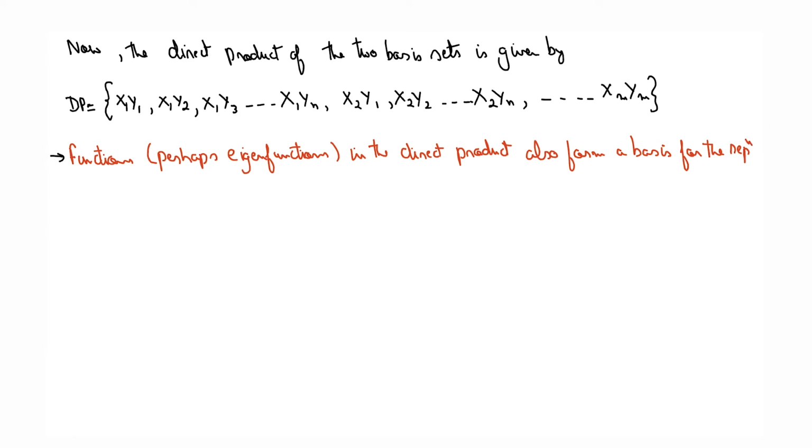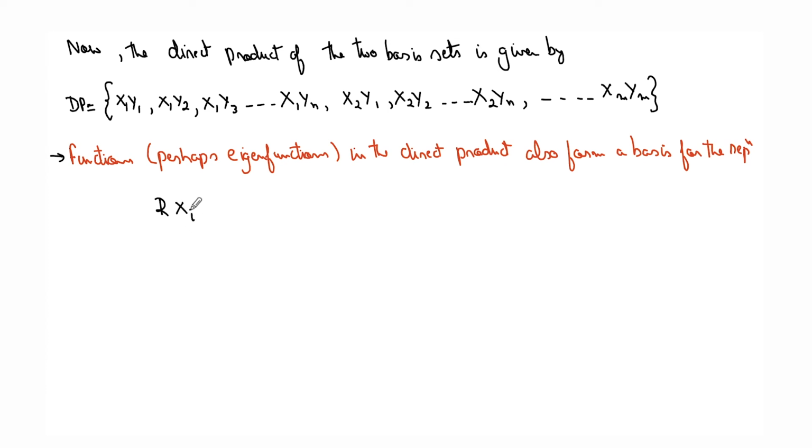So what I'm saying is that if the set of representation, that is, the set of eigenfunctions x1 x2 x3 form a basis, and y1 y2 y3 etc. form a basis, then their direct product will also form the basis of the representation. What is the use of that we will see, but let us first see that this is the case. So let's try to do this mathematically.